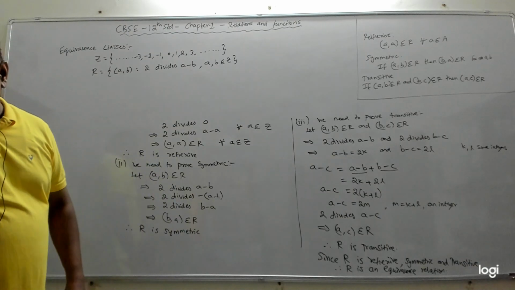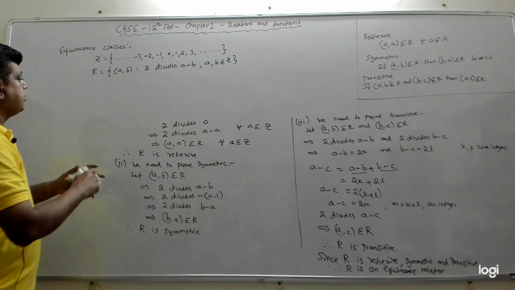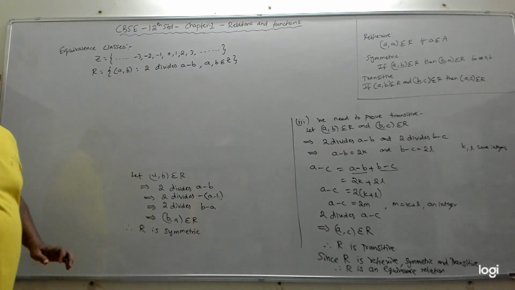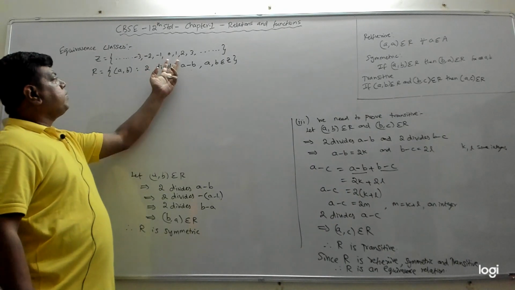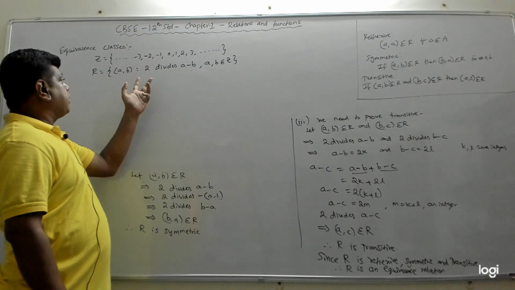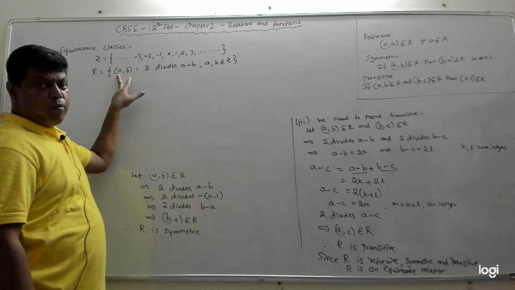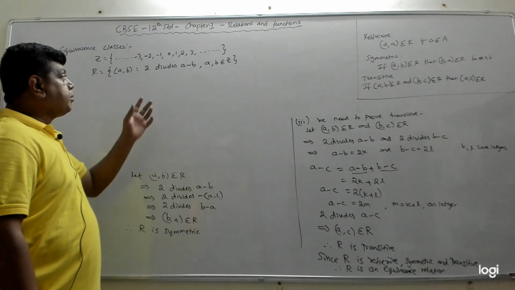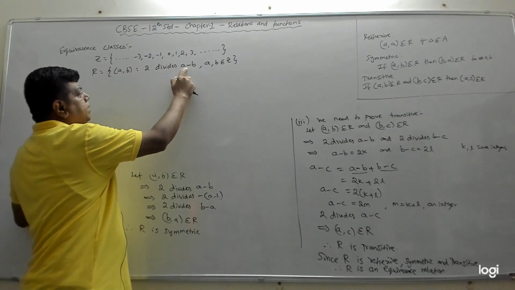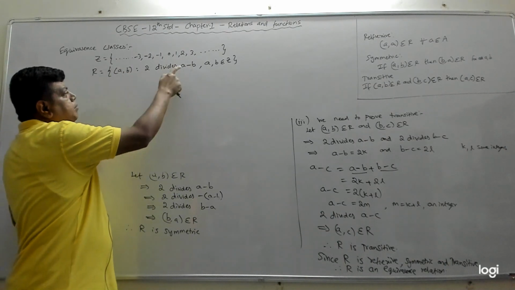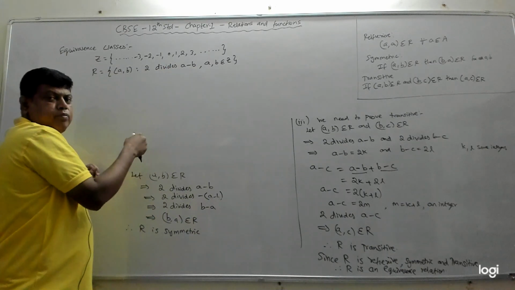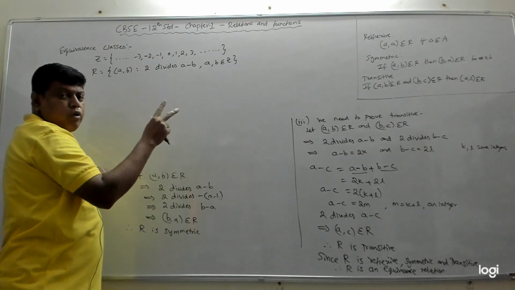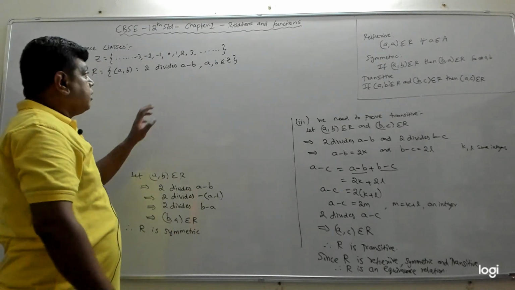Fine. So now, if we observe this relation, we see that if I take any two even numbers from this, they are related. R will have elements in such a way that either both are odd or both are even. Whenever both are even, obviously a minus b will also be even. If a is even and b is even, a minus b will be even. Even means 2 divides a minus b. Or if both are odd, a is odd, b is odd, the difference will be even, which means 2 divides a minus b.